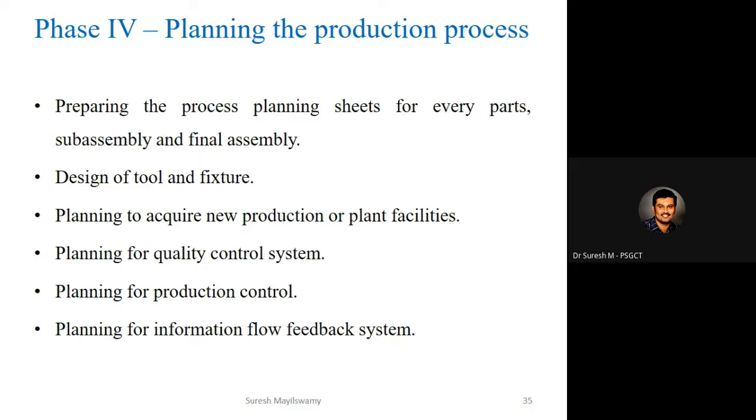Planning for quality control system is a very important one. Based on the quality control system only, our product will withstand in the market. So the quality control system should be an effective one. And we also have to plan for production control and shop floor control. Planning for information flow feedback system: if the feedback system fails, everything will fail. So we have to formulate this feedback system in an effective manner.